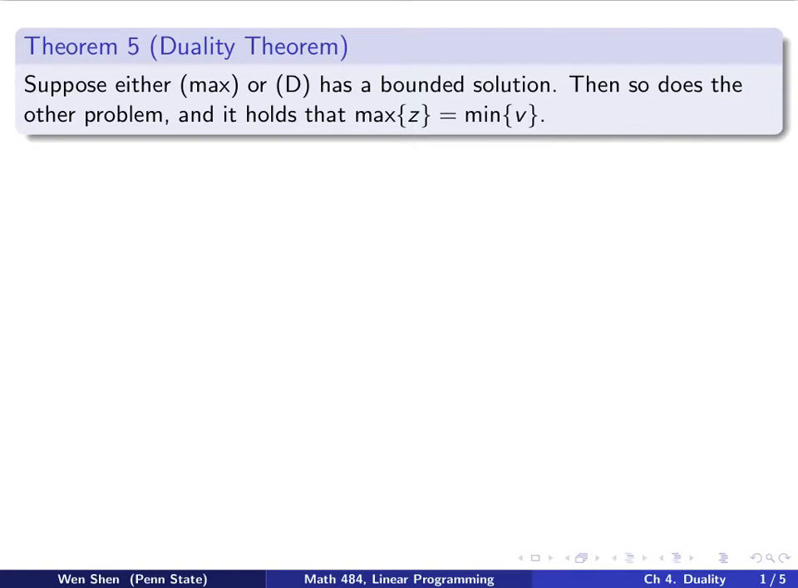In this video, we will present the main theory on duality and we will go through the proof. So this is theorem 5, the duality theorem. Here's the statement. Suppose either the max problem or the dual problem, either of them, has a bounded solution. Then so does the other problem. And it holds that the max of z equals the min of v.